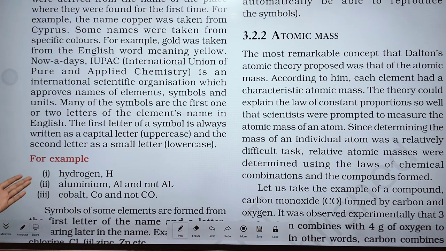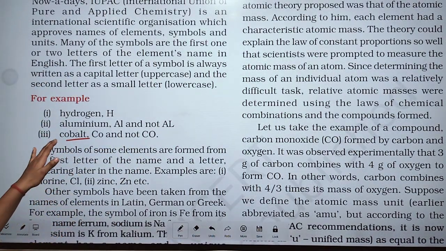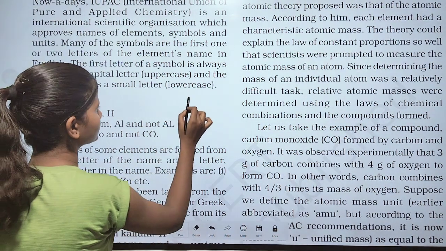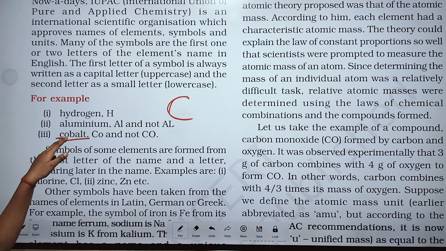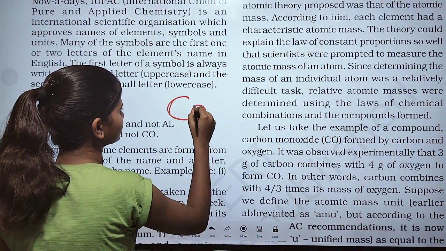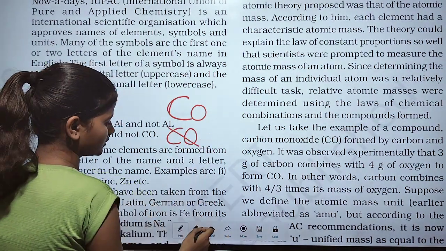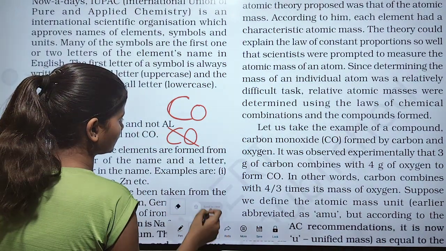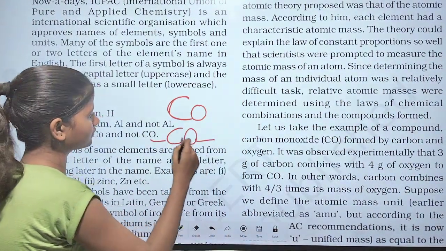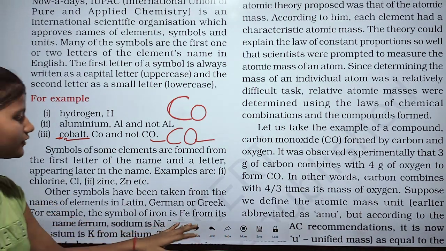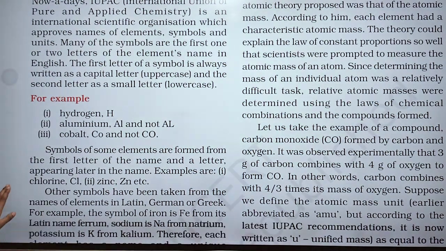Many symbols are denoted like this. Here you can see cobalt. The first letter of cobalt is C, so we write a capital letter, and after that o, which is always a small letter. We cannot write C and O, because then we can treat it as carbon or oxygen, not cobalt. So this one is the wrong way to write, and this one is the correct way.